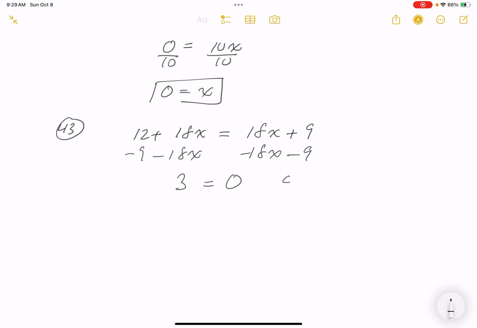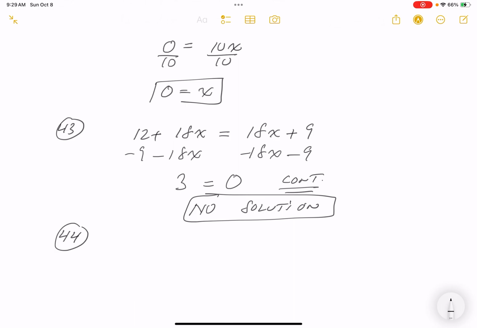This is known as a contradiction. So I'm going to say there's no solution to the problem. That might take some time and effort to think about, but it's a contradiction. There's no solution to the problem. All right, let's go to 44.